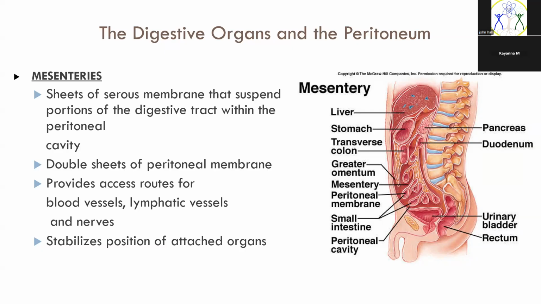Okay. Now, the mesenteries themselves, they're a double sheet of peritoneal membrane, and the peritoneal membrane here allows blood vessels and lymphatic vessels and nerves to run alongside and to innervate your digestive tract, right? So it's not just there to hang your intestines and your stomach. It also provides an access route.